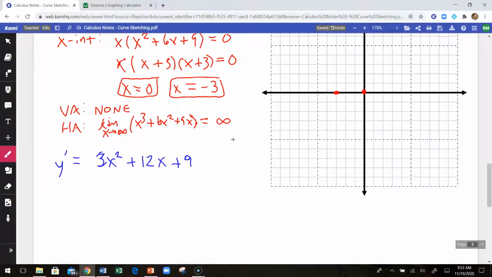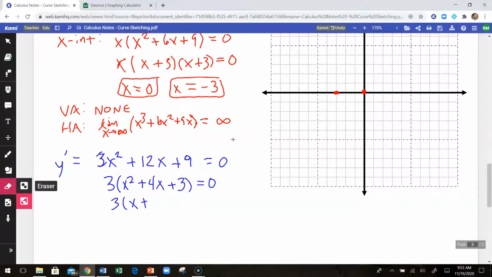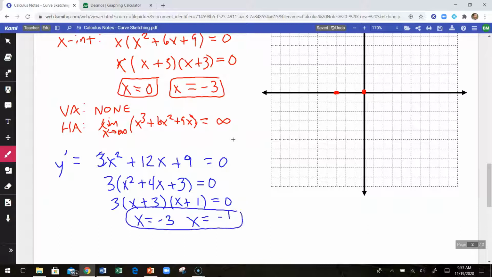After you find the first derivative, you want to find your critical numbers. So we're going to set this equal to 0. I'm going to factor out a 3, x squared plus 4x plus 3. That will factor into x plus 3 and x plus 1. So our critical numbers happen at -3 and at -1.